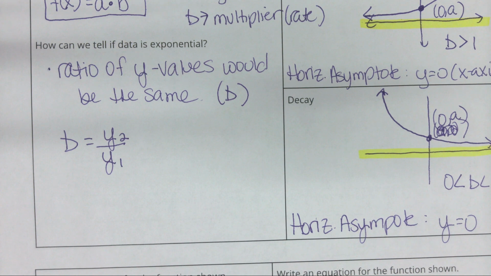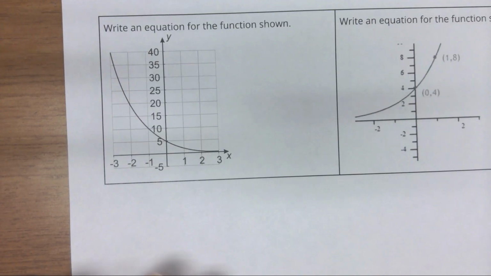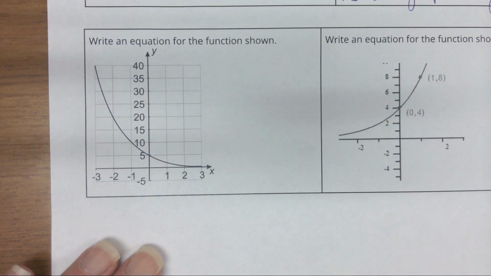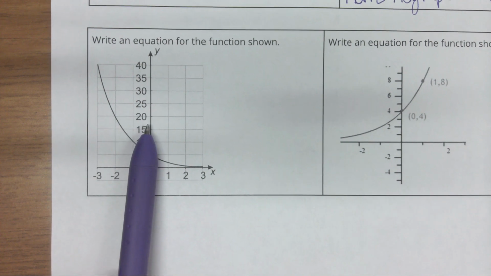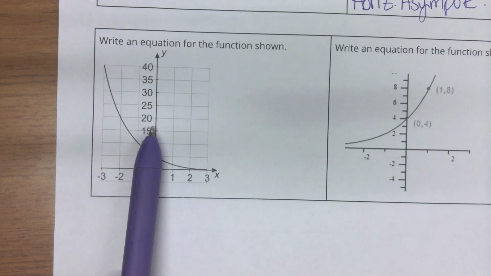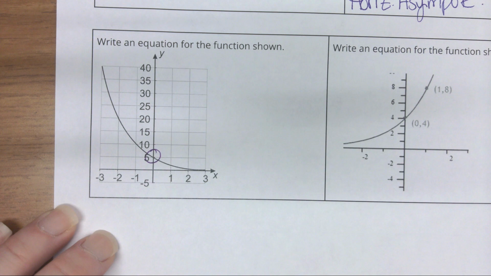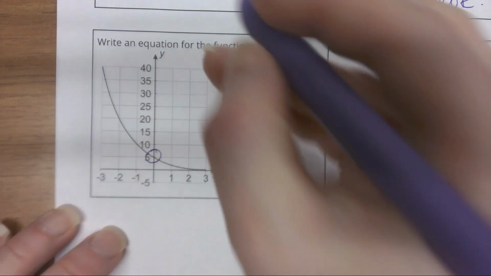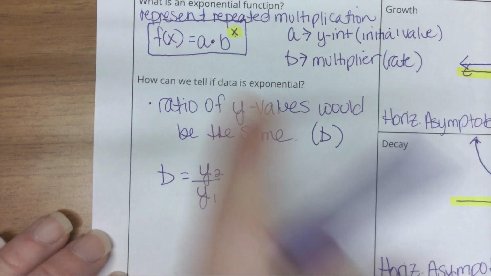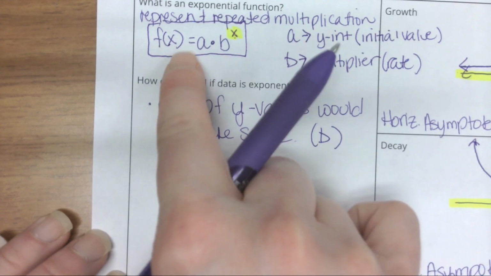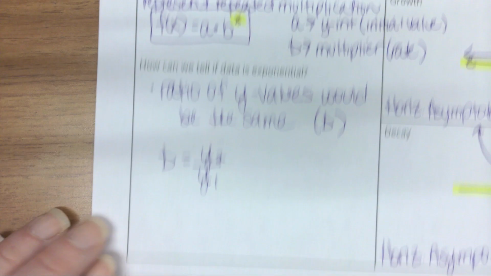Let's do some examples. I have some equations of functions here. Growth or decay? Decay. All right. Would you circle for me on the graph the y-intercept? Hopefully you circled 5. So 5 represents this value right here. Now we need to figure out the multiplier.